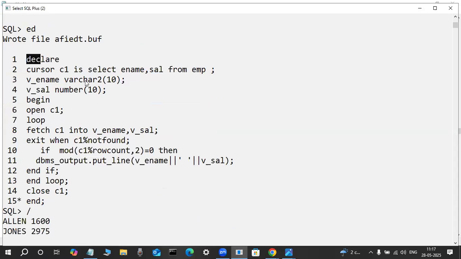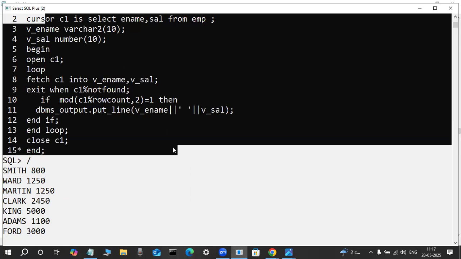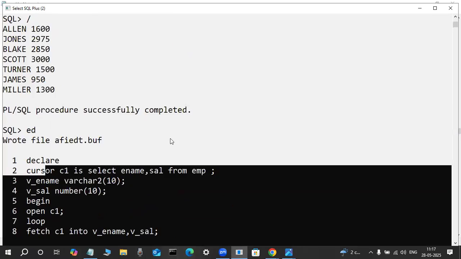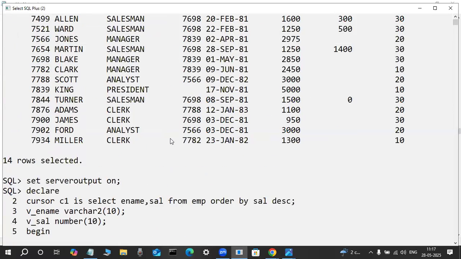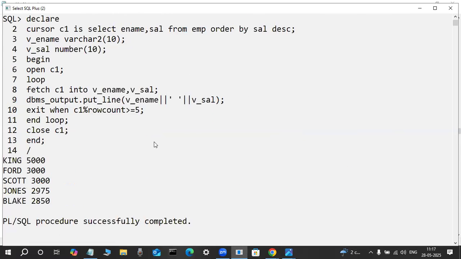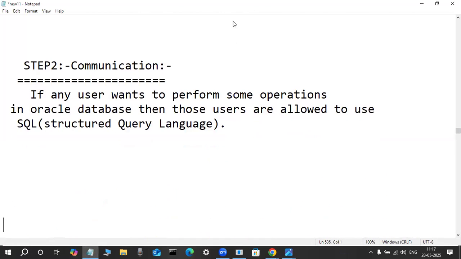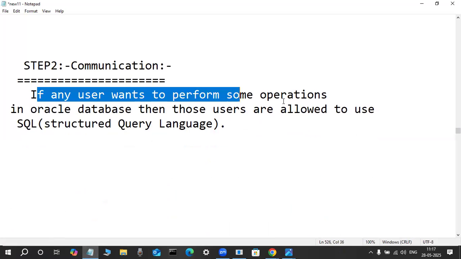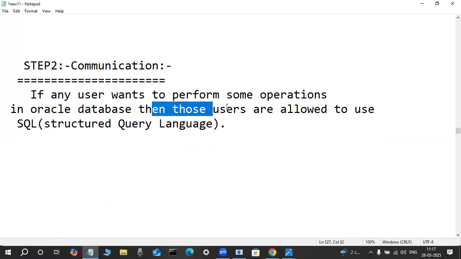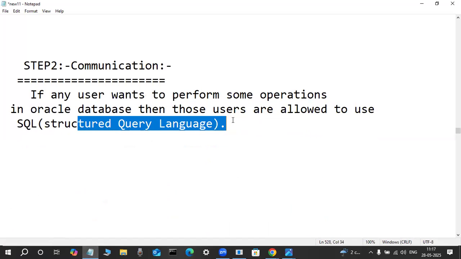In the previous classes I wrote some code on the PL/SQL side. I am writing this code, observe here. That's why we always interact with the server through SQL and PL/SQL languages. If we want to communicate, compulsorily we use one universal language, the SQL language. If any user wants to perform some operations in an Oracle database, then those users are allowed to use SQL, Structured Query Language. Take a snap of this one fast.